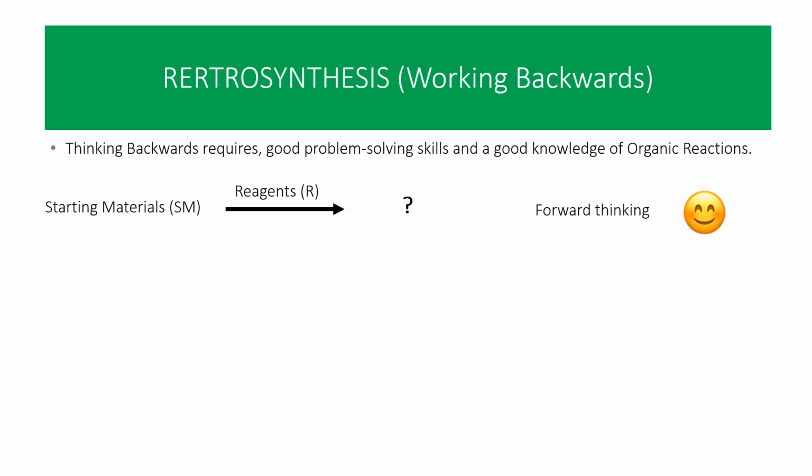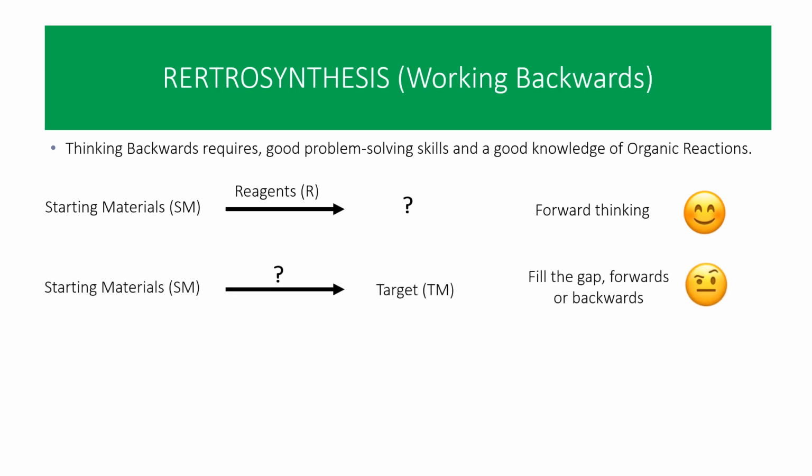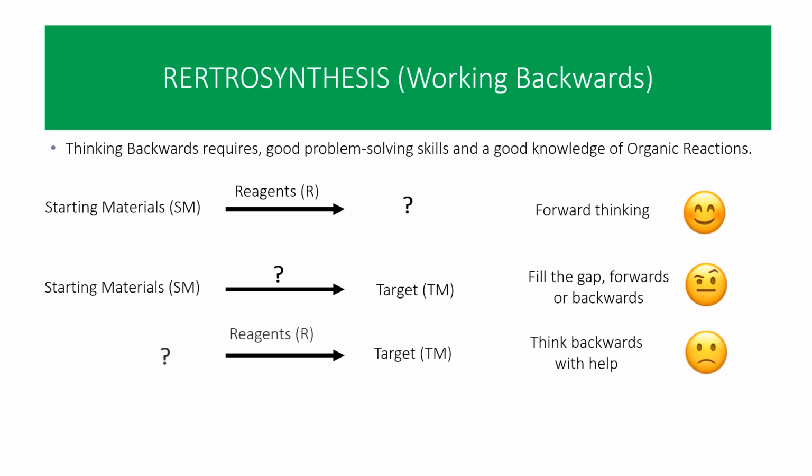If you look at this strategy, realize that starting materials with reagents is forward thinking. That's quite simple and students are quite happy with that. At the same time, starting with materials and getting to a target material, trying to figure out the reagents, is a bit puzzling, but it's okay. On the other hand, if we have a target and we're given a reagent, but no starting material, then we have to think a bit backwards, and that's quite annoying for some students.